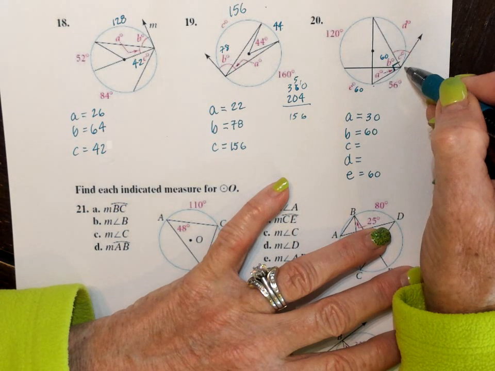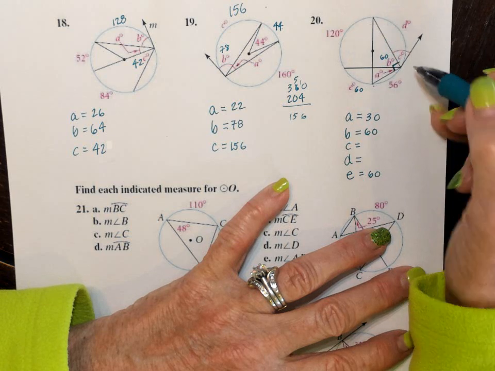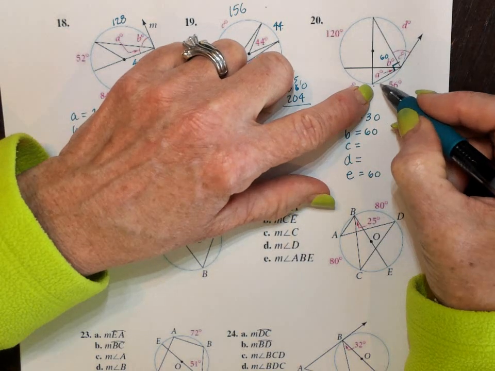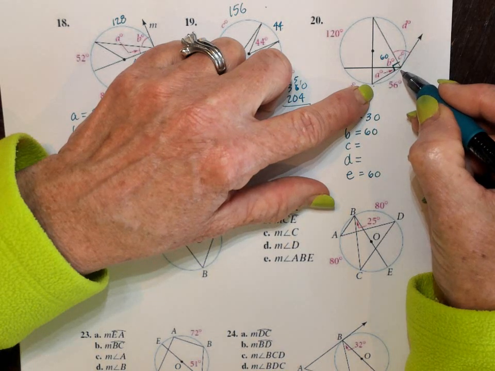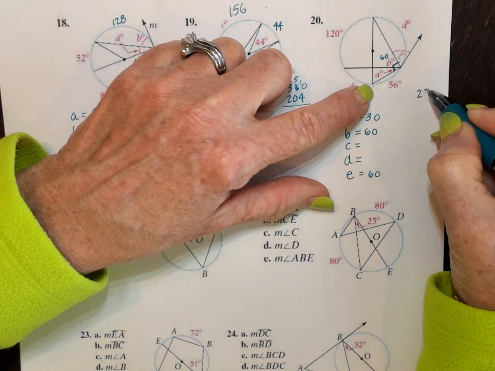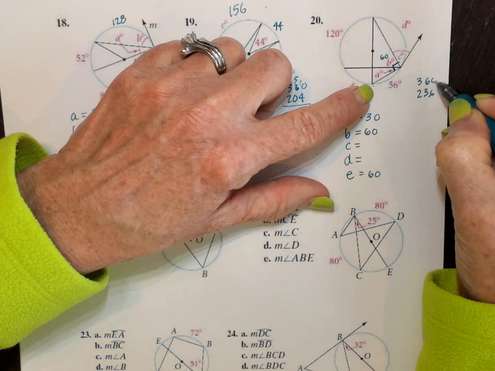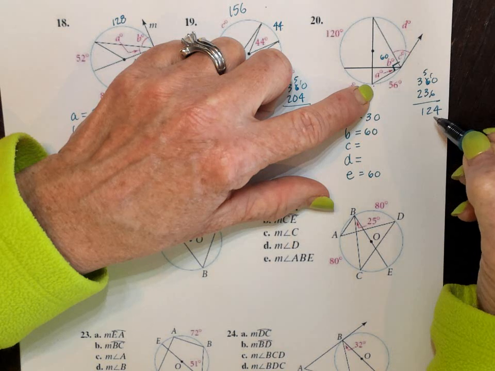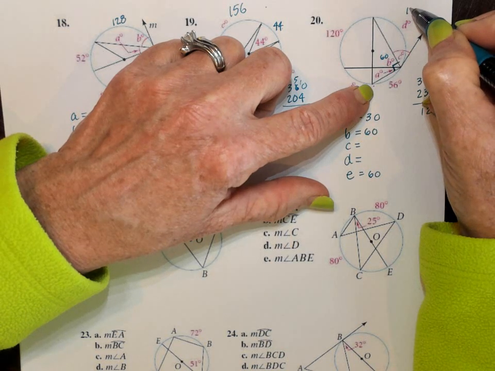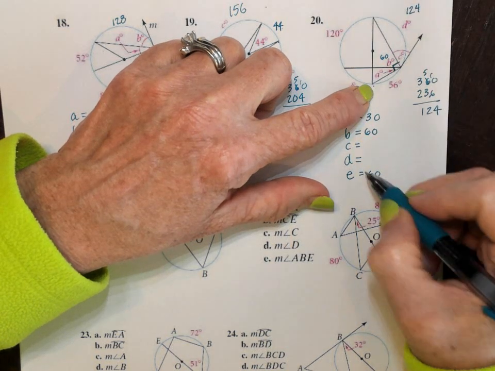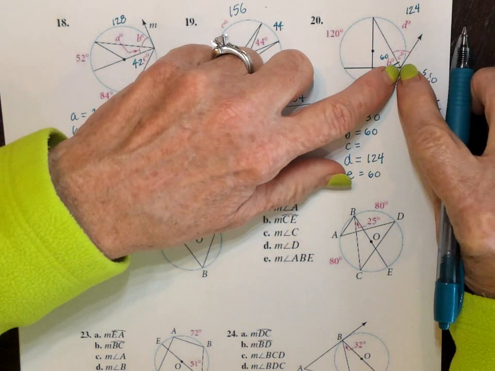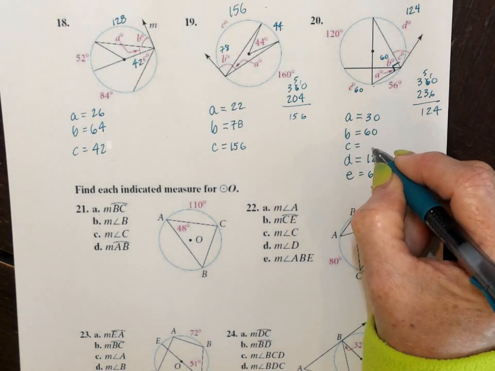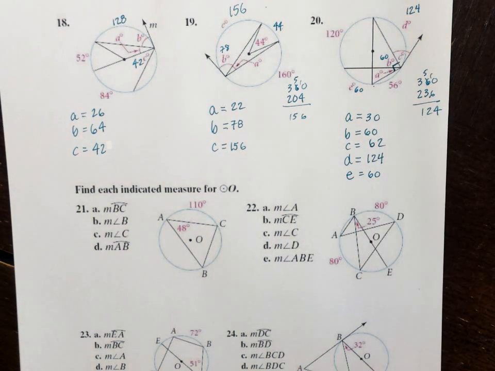Let's find what arc D is. So let's add these guys up. We had 120 and 60 is 180. 180 and 56 is 236. And let me do 360 minus 236. 124, that's arc D. 124. And then C has to be half of that. And half of 124 is 62. Phew!